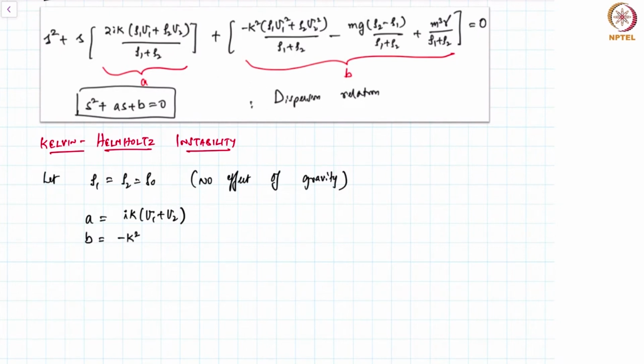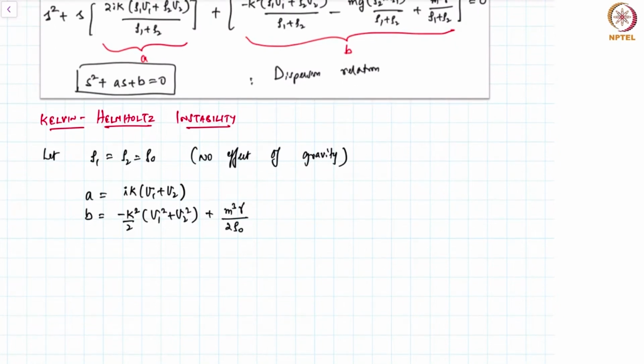B essentially becomes minus k square over 2 times u1 square plus u2 square. The gravity term drops out, plus m cube gamma by 2 rho naught. These are the coefficients of the quadratic equation in the dispersion relation. And so S essentially becomes minus A plus or minus the square root of A square minus 4B, over 2.